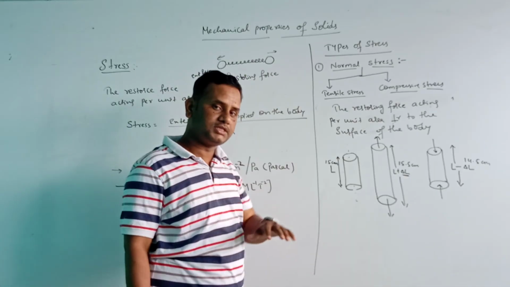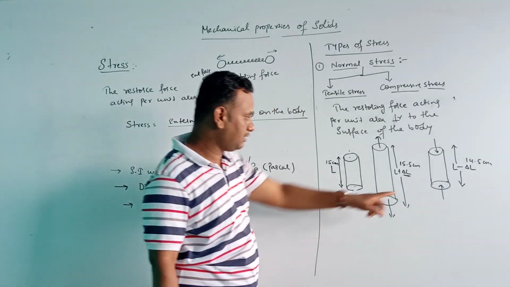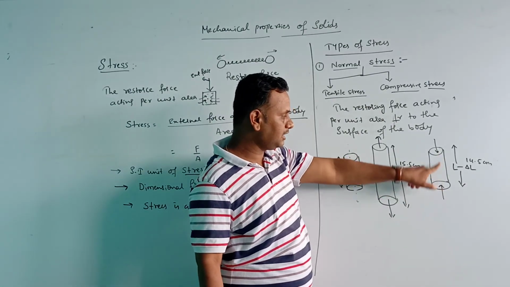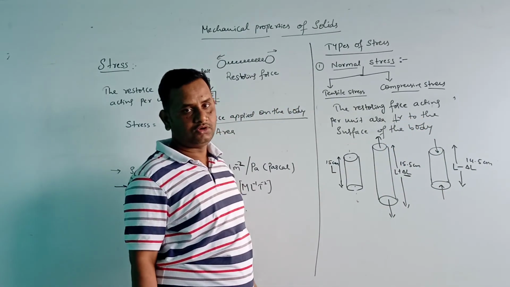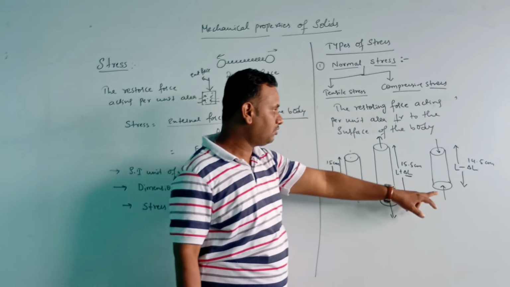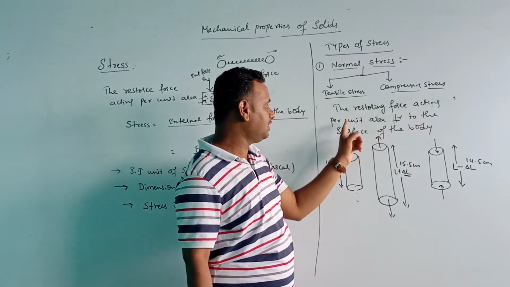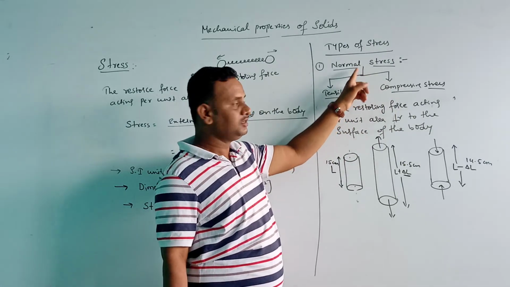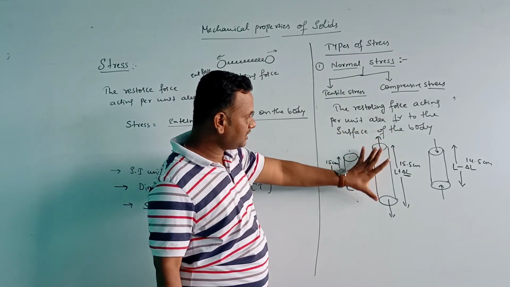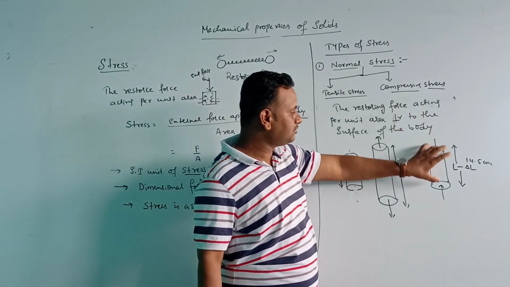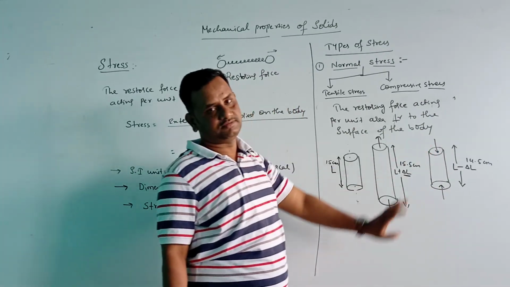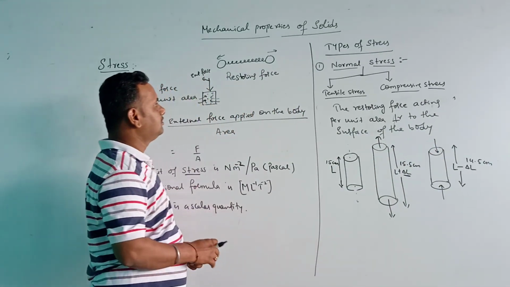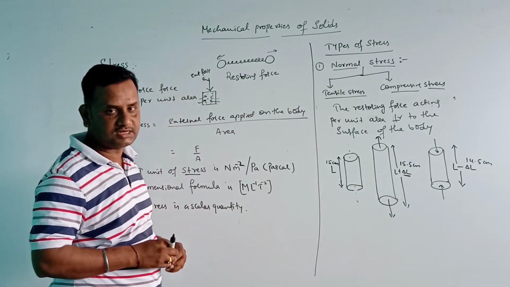Here the forces are acting perpendicularly only on the surface of the body. So the restoring force acting per unit area perpendicular to the surface of the body is called normal stress. In tensile stress, length is increasing. In compressive stress, length is decreasing. So this is what we discussed in today's class.